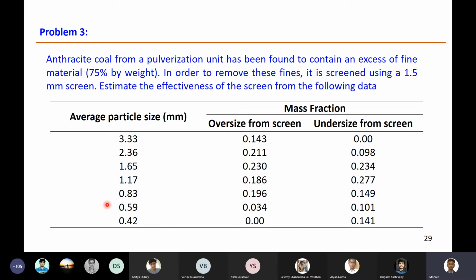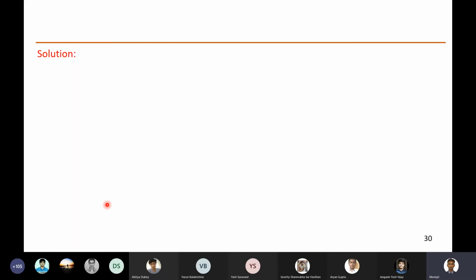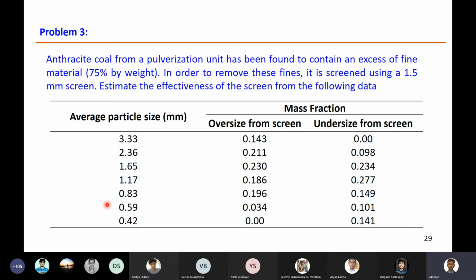You might get confused in some places, so that's why I wanted you to ask questions, to know where you get confused. If you get confused anywhere, just stop me and ask me. Okay, so let's note down a few of the points of this problem. First, you tell me what is the product here, undersize or oversize?